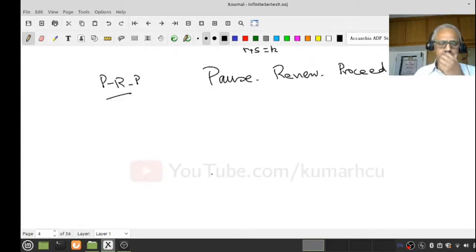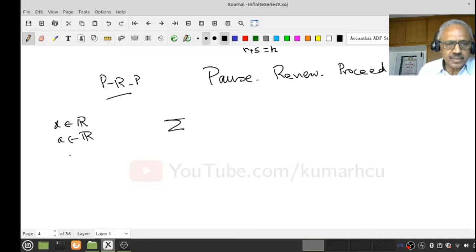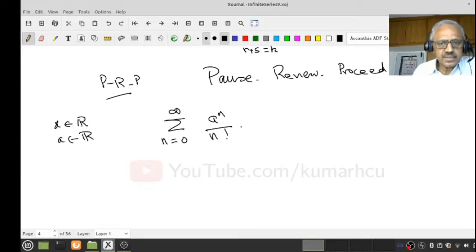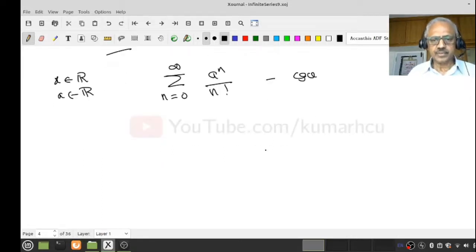Okay, right. So let us take a digression now. Let us fix a real number x in R. If you want, think of it as a fixed number. Then let us look at this one. This is an infinite series, right? I want to know about its convergence. There are very many ways of doing it, but the obvious thing is to look at the ratio test.